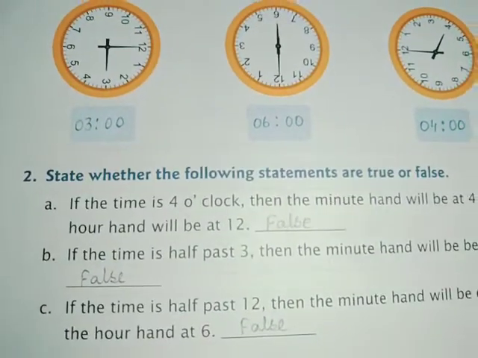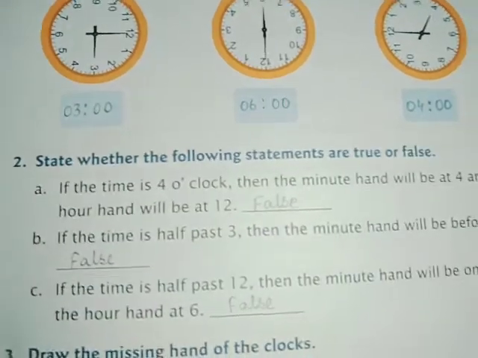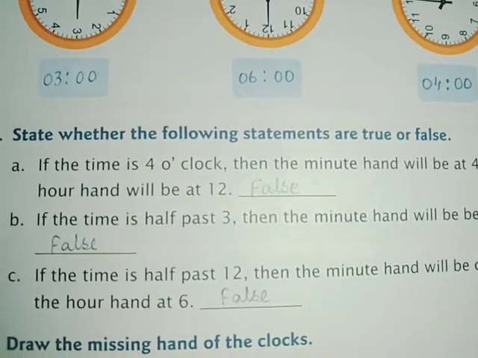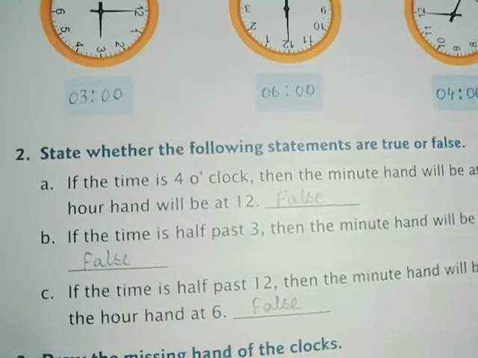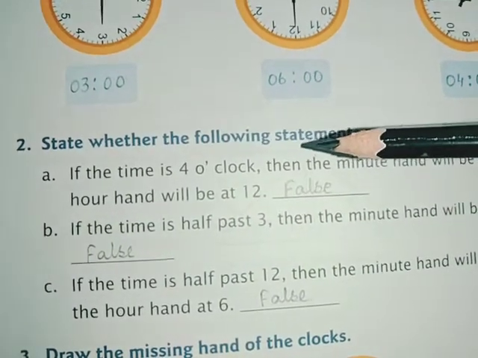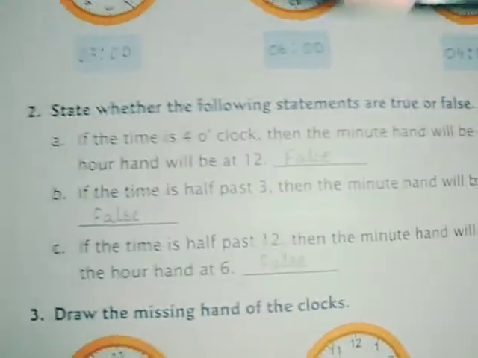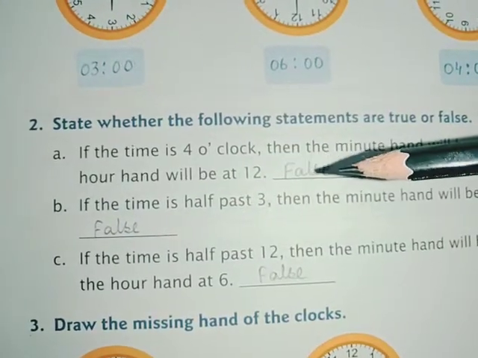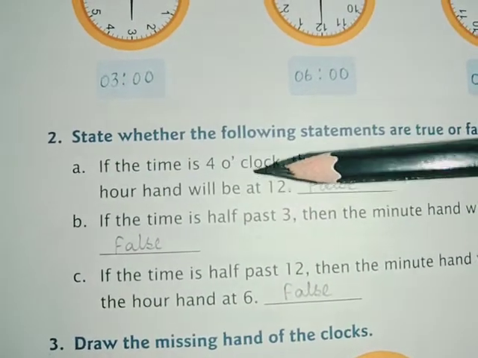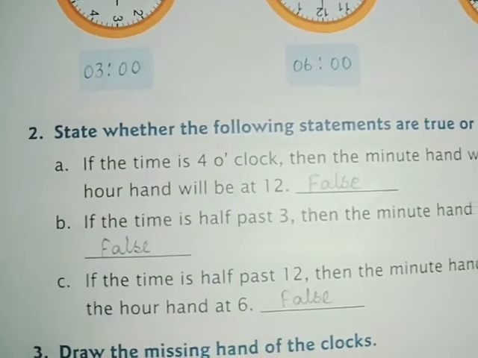Number 2, some statements are given. State whether the following statements are true or false. So first we will read the statement and then we will judge whether the statements are true or false. Let us read the first one. If the time is 4 o'clock, then the minute hand will be at 4 and the hour hand will be at 12. So before looking at the answer, by reading the first part, if the time is 4 o'clock, you should imagine a clock in your mind.